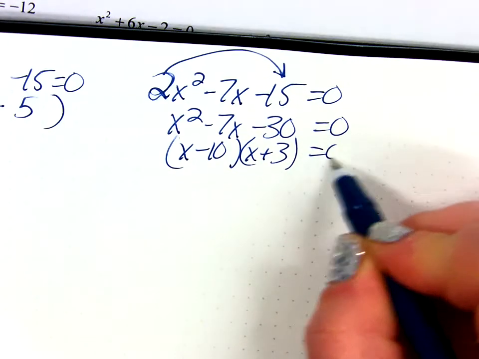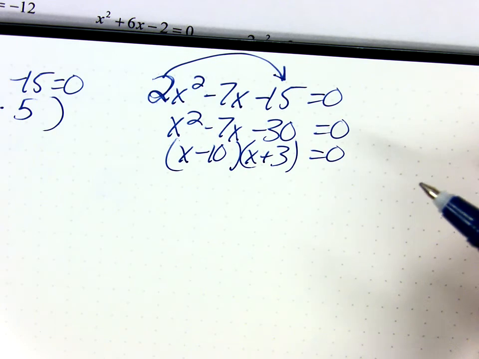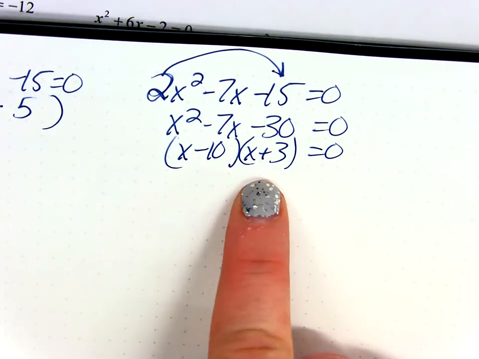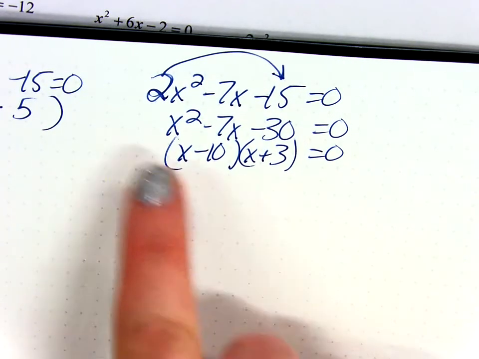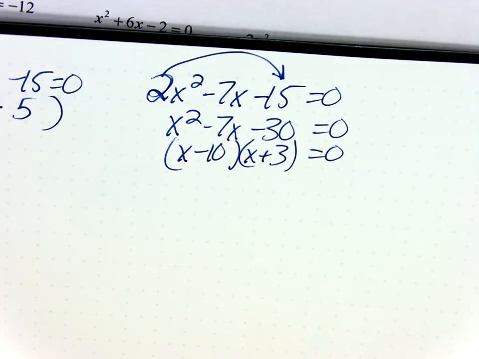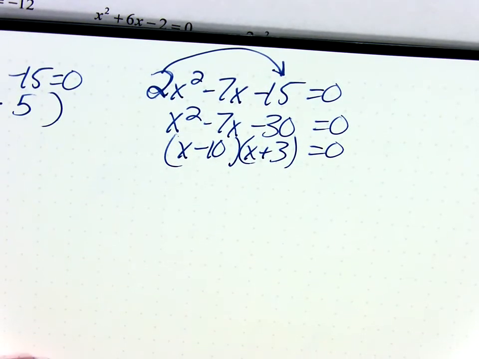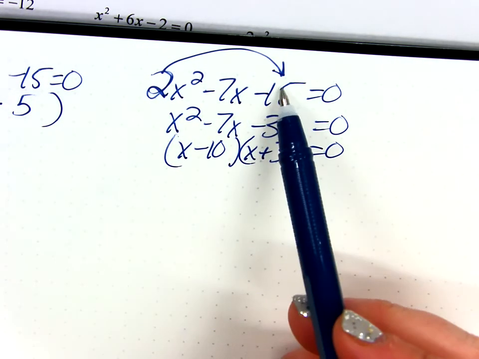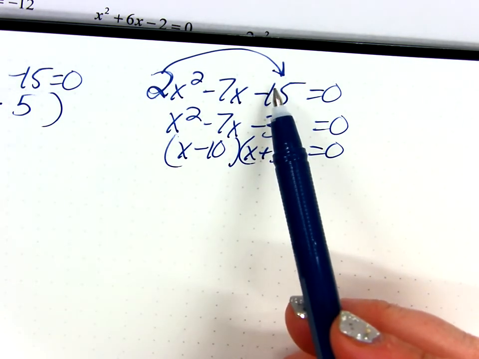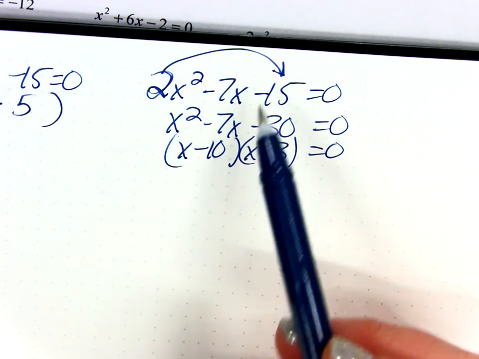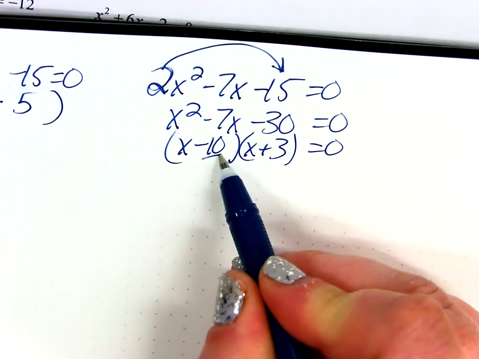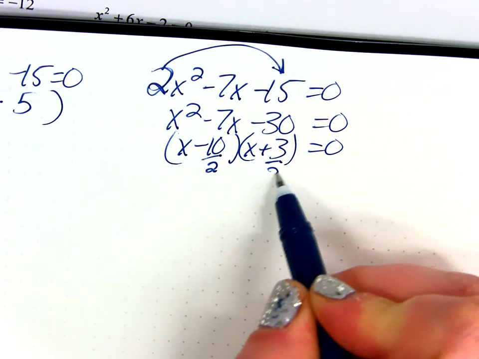My only gripe with this method is that a lot of kids forget and they stop right here. And obviously that's wrong, because those are not factors of my original equation. Here's what you do, and it's so cool, this next step. Here I multiplied that 2 in. Now I have to divide it back out. So what you do is you take that second term and you divide each one by 2.